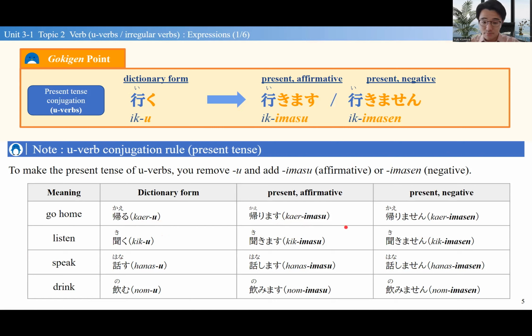Kaerimasu. For negative, kaerimasen. So I go home, kaerimasu. I don't go home, kaerimasen. Imasu, imasen. Kiku, to listen. Kikimasu. U replaced with imasu, kikimasu. Negative, I don't listen, kikimasen. So this is the rule for the u-verb.